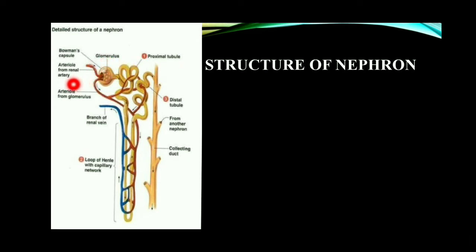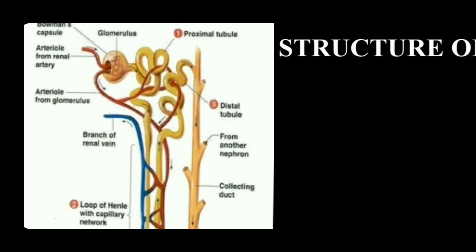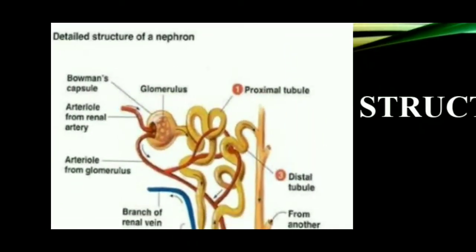This renal corpuscle again has two parts in it, the Bowman's capsule and glomerulus. This Bowman's capsule and the glomerulus are collectively called renal corpuscle. This cup-shaped structure is called Bowman's capsule.